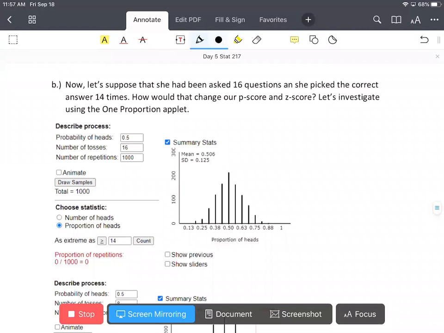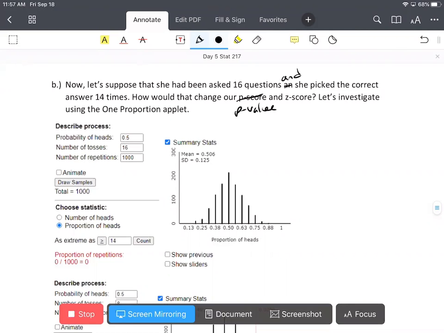So we're looking at things that can affect the p-value and z-score. Let's suppose this time that she'd been asked 16 questions and she picked the correct answer 14 times. How would that change our p-value and z-score? Let's investigate using the one proportion applet.